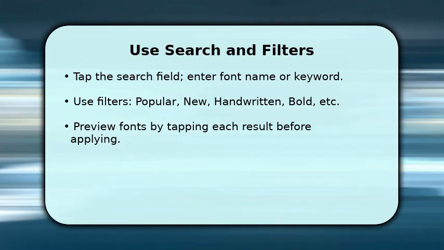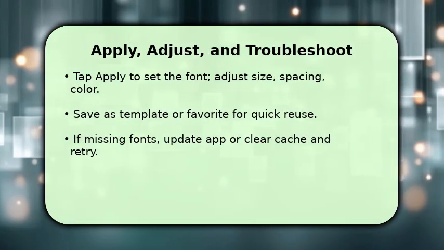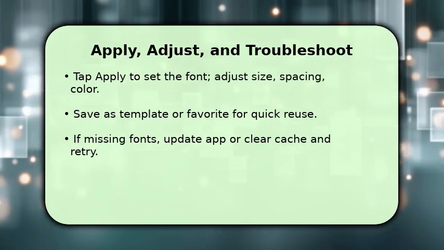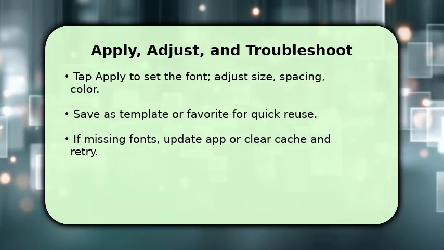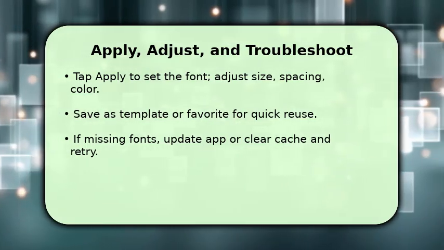Take a moment to compare 2 or 3 previews before making your final pick. After previewing, tap Apply to set the font, then immediately adjust size, letter spacing, line height, and color so the text fits your shot. Once satisfied, save the style as a template or favorite it for future projects.